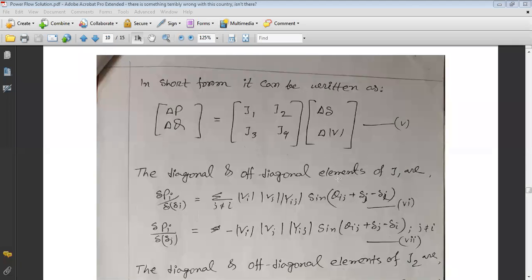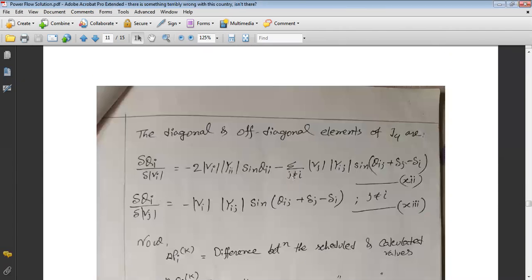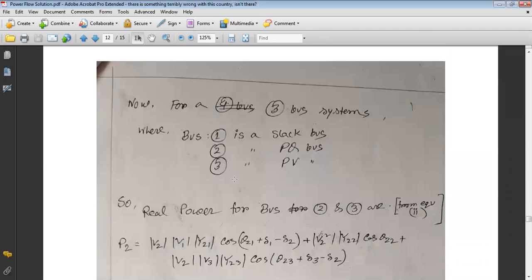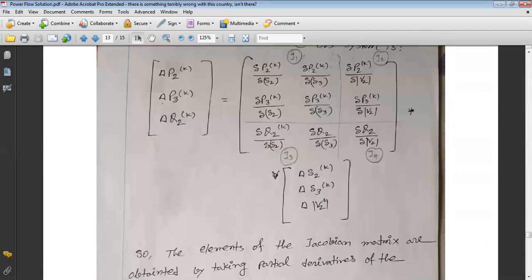So now if we just come back to our PDF lecture, by using the Newton-Raphson method, this is the equation of the Newton-Raphson method. And now if we consider a 3-bus power system where bus 1 is the slack bus, bus 2 is a PQ bus, and bus 3 is a PV bus, then how can we solve this particular problem by using the Newton-Raphson method? For this problem, at first we have to identify the equation.